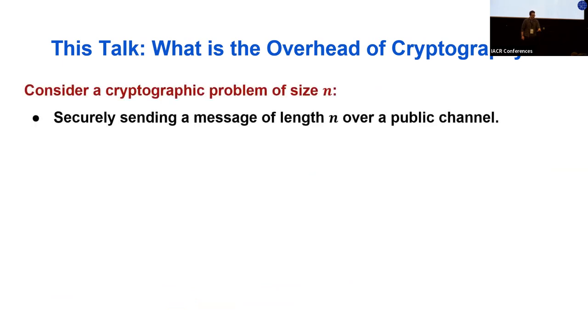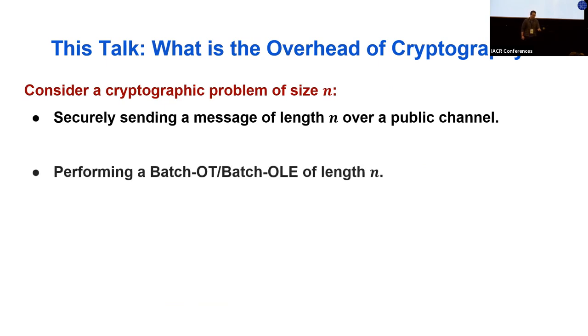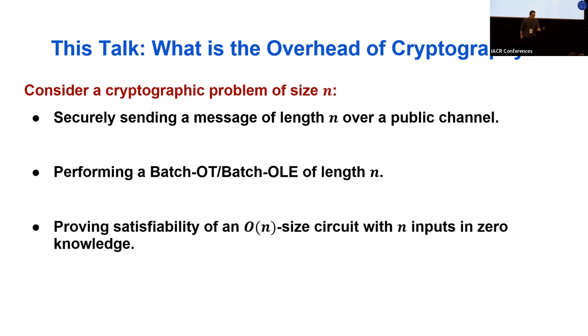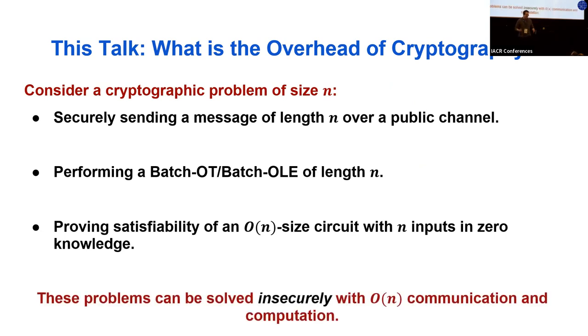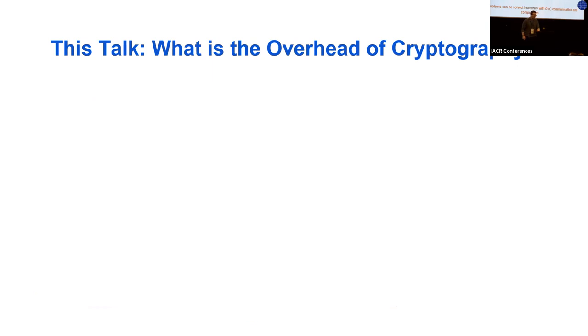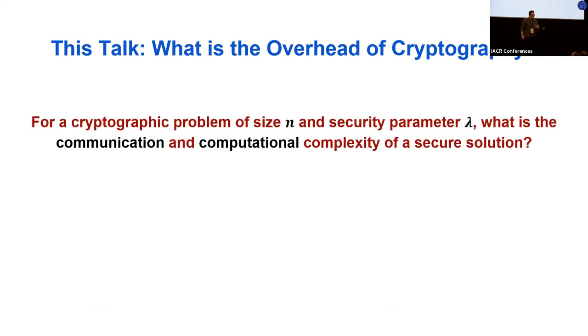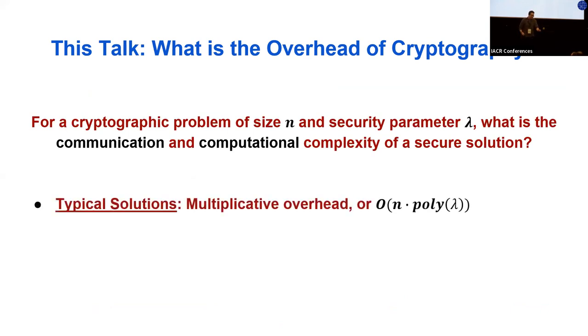So this talk is motivated by this fundamental question of what is the overhead of cryptography. If we consider a cryptographic problem of size n, such as securely sending a message of length n over a public channel, or performing a batch OT or batch OLE of length n, or proving the satisfiability of a linear size circuit with n inputs in zero knowledge, all of these can be insecurely solved with order n communication and computation. So what about the secure solution with security parameter lambda? Well, the most natural solutions usually have a multiplicative overhead. So you have something like order n times poly lambda, where you need to do roughly poly lambda work for each instance of your problem.